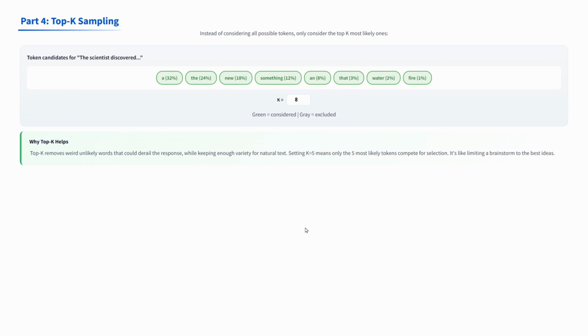Top K removes weird, unlikely words that could derail the response. If there are some rare tokens with 0.1% probability that make no sense, top K excludes them completely. It's like limiting a brainstorm to the best ideas rather than letting every random thought in.